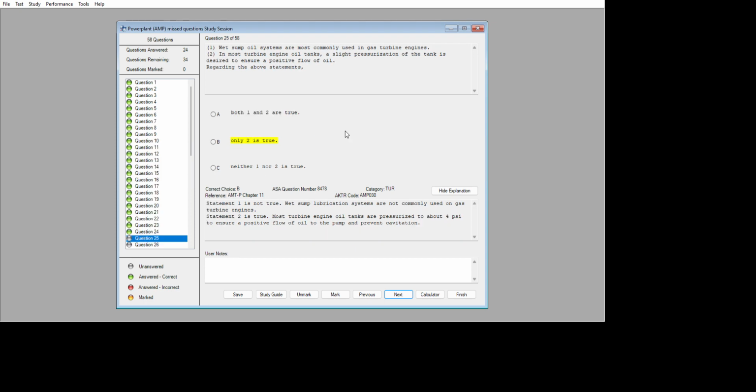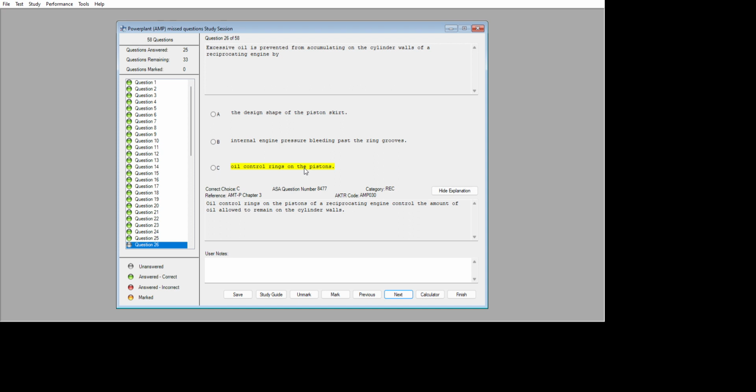What sump oil system is most commonly used in gas turbine engines? That's false. Why? Wet sump lubrication systems are not commonly used in gas turbine engines. Statement 2 is true. Most turbine engine oil tanks are pressurized to about 4 psi to ensure a positive flow of oil to the pump and prevent cavitation.